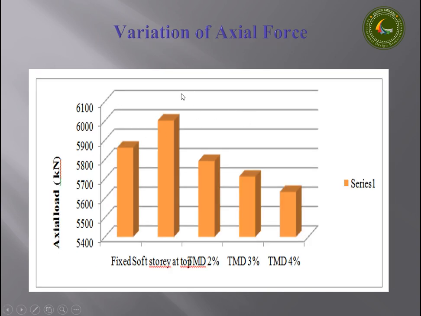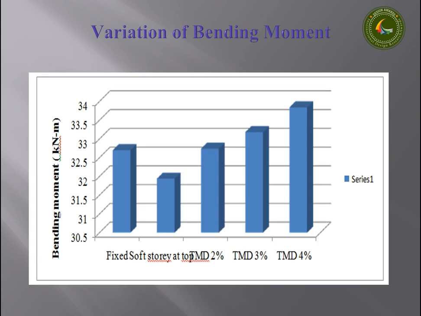Coming to the axial force, we can see the maximum axial force occurs in the soft story building, which is not desirable. We cannot go with the maximum value of axial force because there may be a chance of damaging the structure. So hence the soft story we cannot adopt, but we can introduce a TMD with a mass ratio of 4% in order to reduce such axial forces coming over the structure.